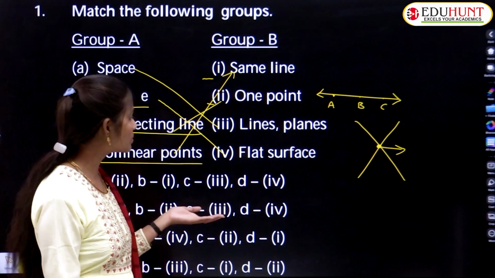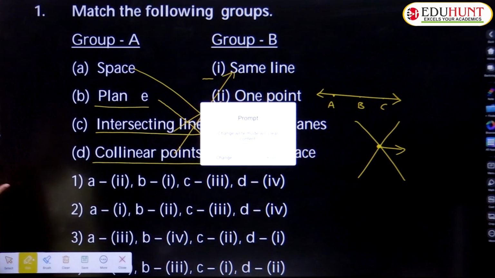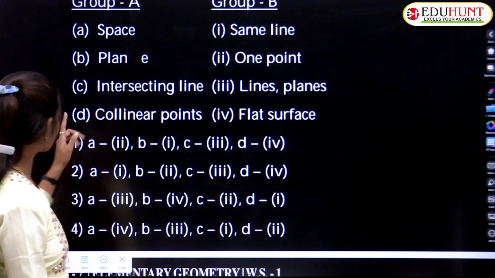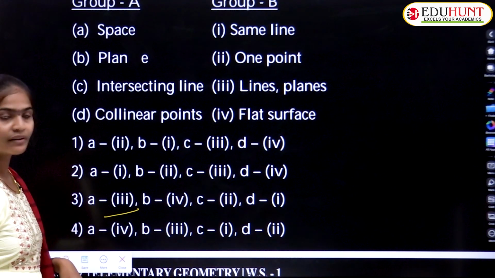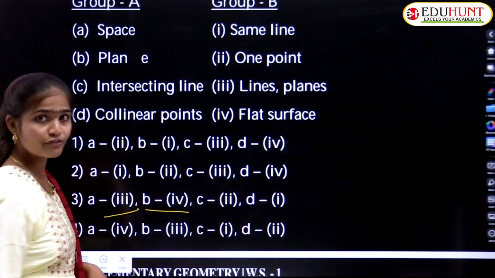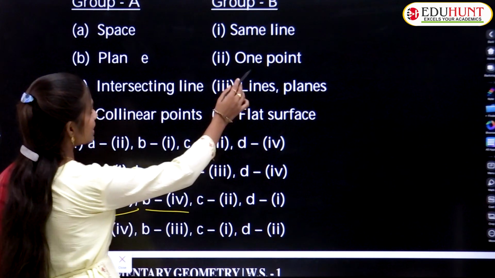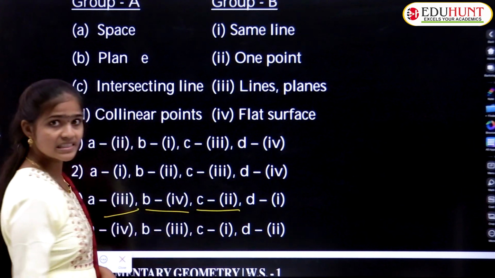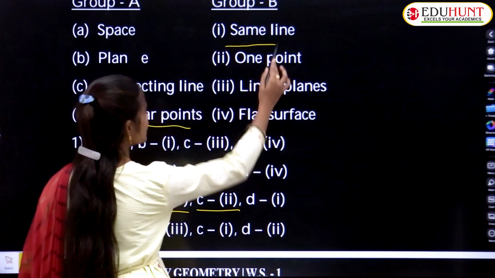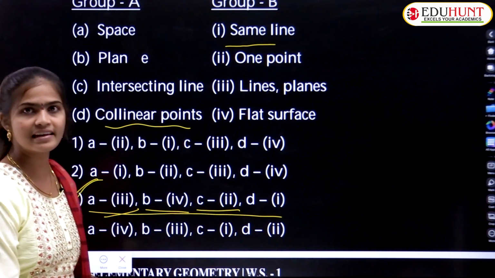Okay, so which option is correct? Space, that is lines and planes. So A is 3. Next, plane is a flat surface. So B is 4. And here intersecting lines, we took that as 1 point. So C is 2. And here D, that is 1, collinear points, same line. So which option is correct? Option 3 is correct here.